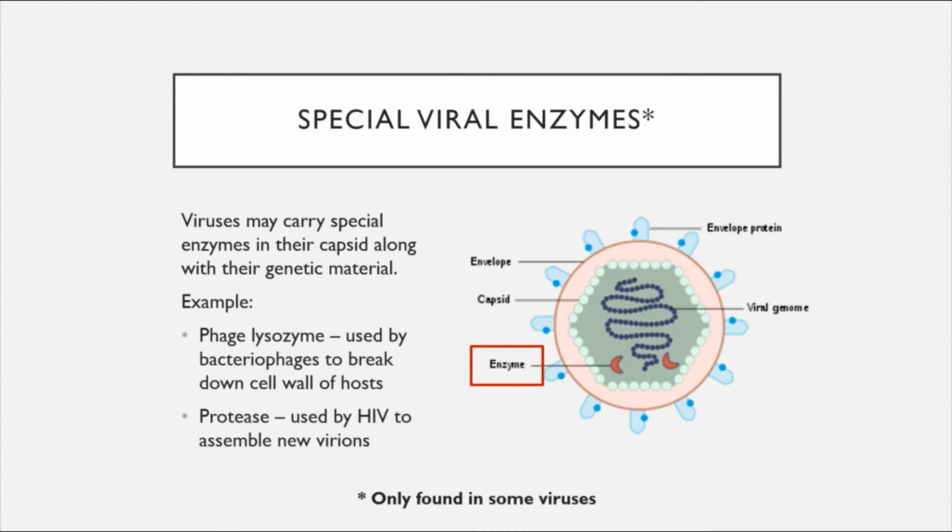So, for example, bacteriophages, which, you may recall, are the types of viruses that infect bacteria, carry an enzyme called phage lysozyme, which is used to break down the cell walls of their hosts so that they can allow their nucleic acids to enter the host cell. Another example of an enzyme is called protease. Protease is an enzyme that is carried and used by HIV, and the HIV virus uses it to assemble new virion particles.